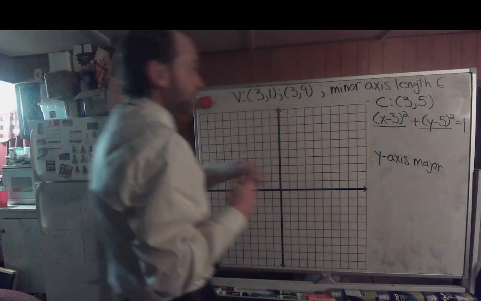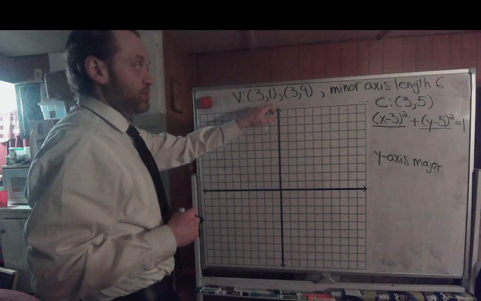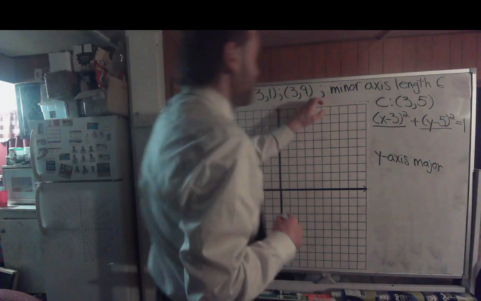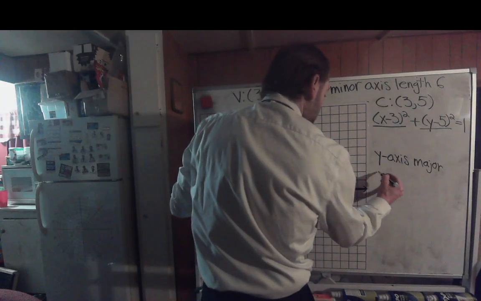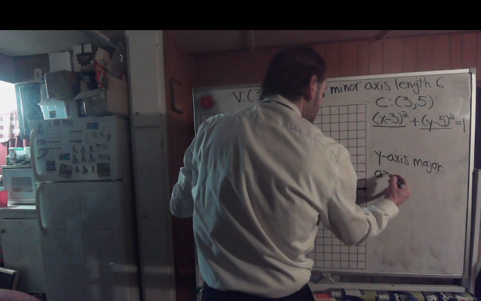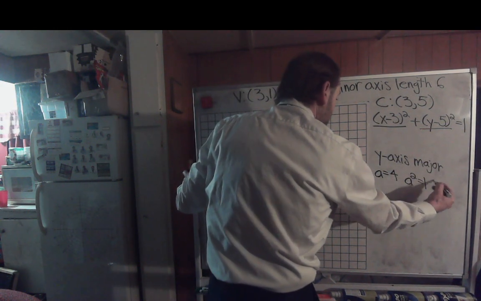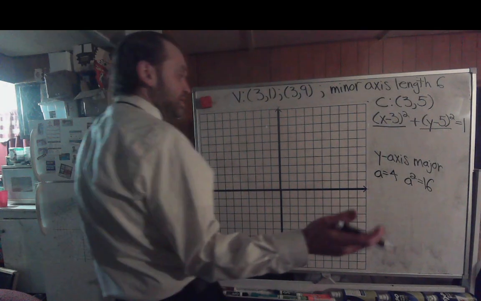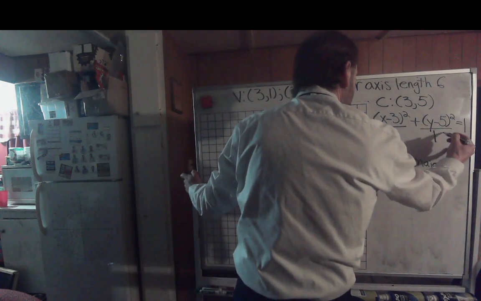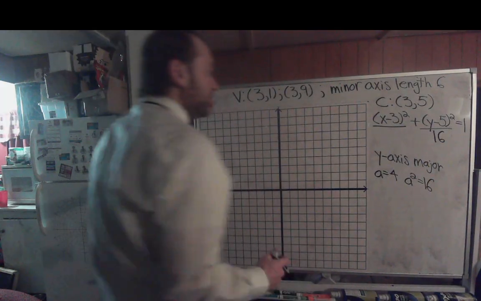Now, from 3, 5 to 3, 1, that's a change of 4 units. From 3, 5 to 3, 9, that's also a change of 4 units. So that means my a equals 4, so a squared equals 16. And since my y-axis is my major axis, my 16 goes below my y minus 5 squared.